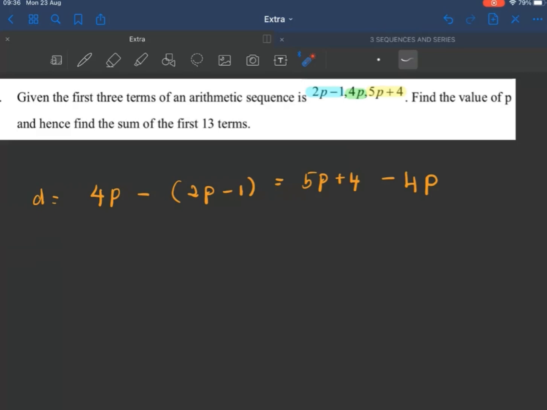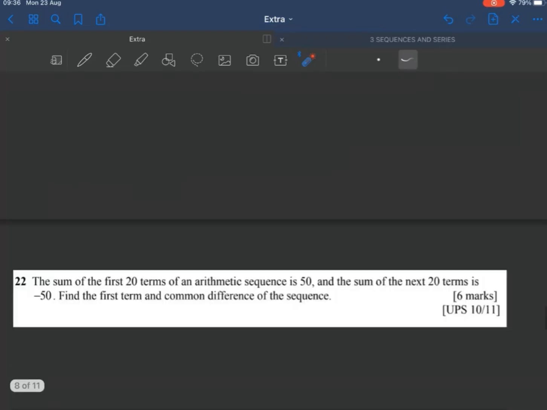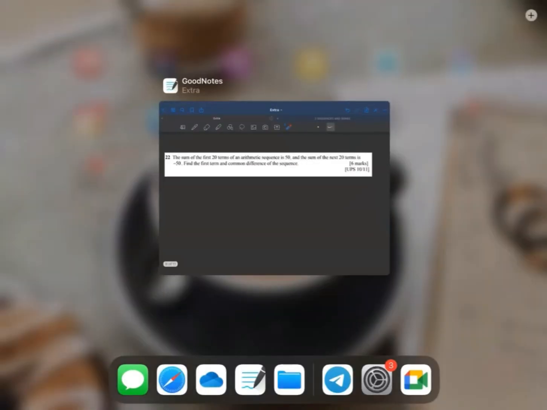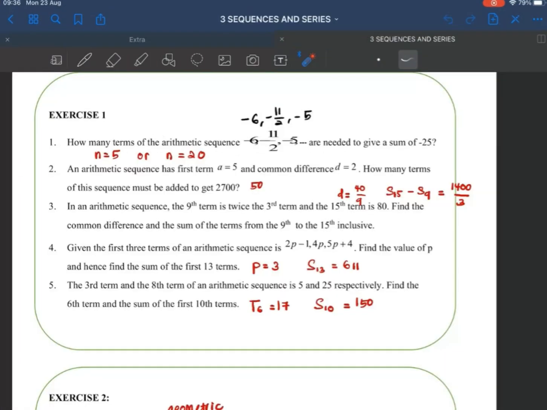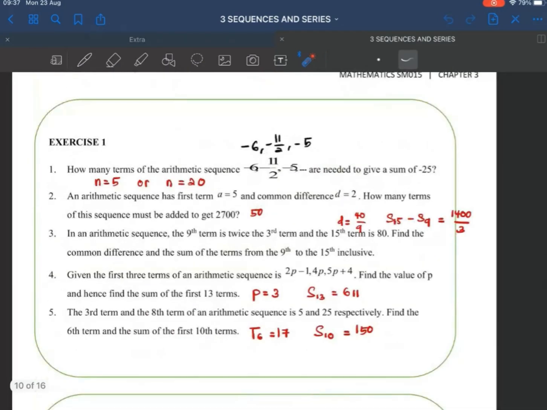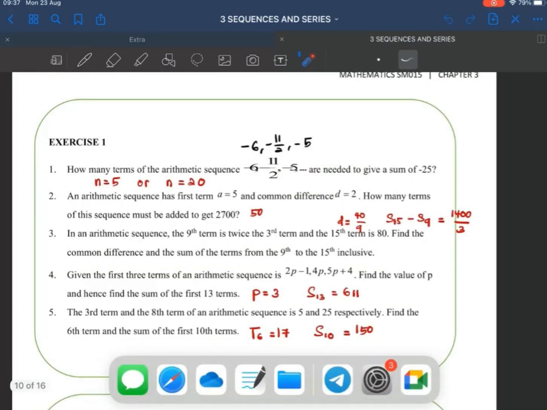Alright, for the next question lagi. Okay, inilah soalan tutorial kamu. Dah habis ke? Okay. So saya nak kamu cuba exercise 1 dengan exercise 2 ni nanti. Okay, make sure try buat.